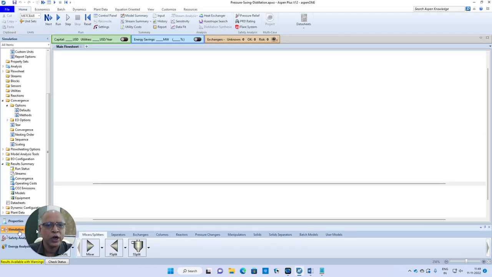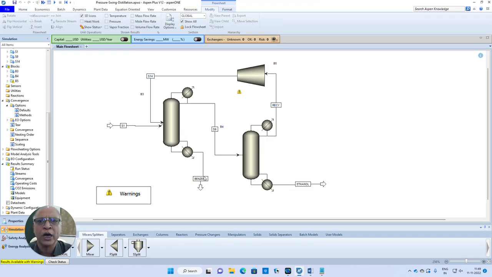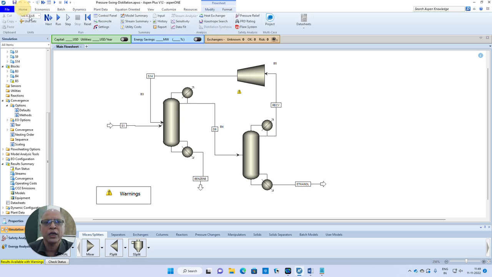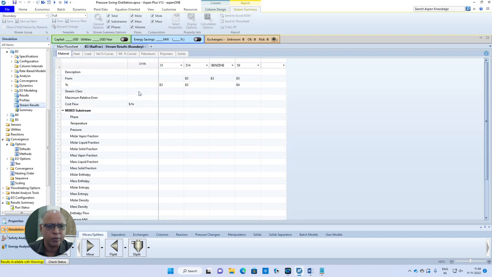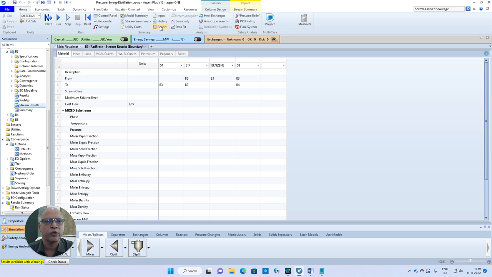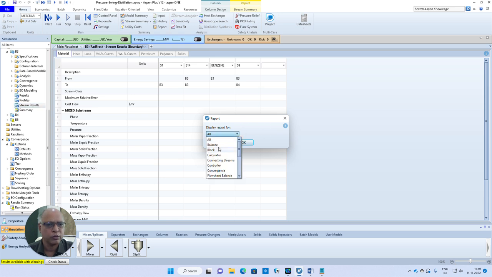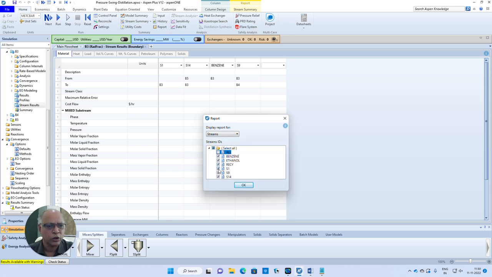With this, I would like to say that these kinds of problems repeatedly come up, especially with respect to the RadFrac column. Sometimes it is not showing the summary. Normally this is not supposed to happen. Even after putting in these results, sometimes it gives this kind of a problem. In such a case, you can go to Home, create a report with the required data that you want. You should be able to update that. Go to stream and select whatever streams for which you would like to see the result.